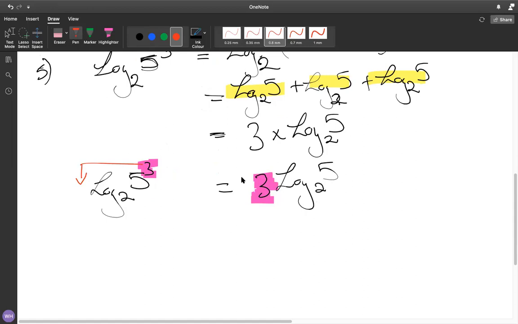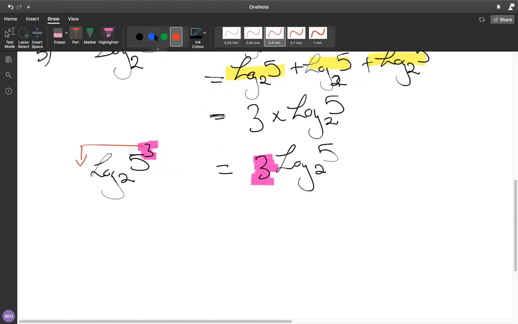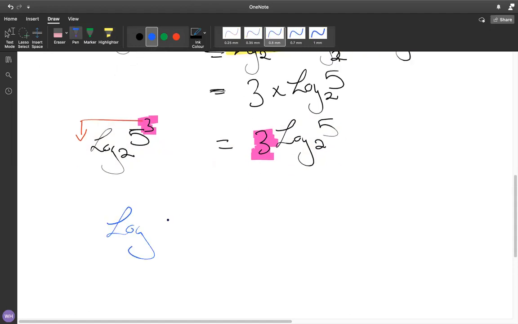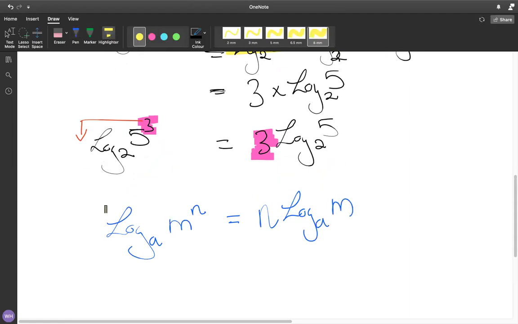Can you see that? Right, therefore in general you can write this. So if you consider a general case, right, logarithm of m to the power n to the base a will be equal to, now this n will be moving in front, n log m to the base a. Hope you understood the thing. So this is the general form.